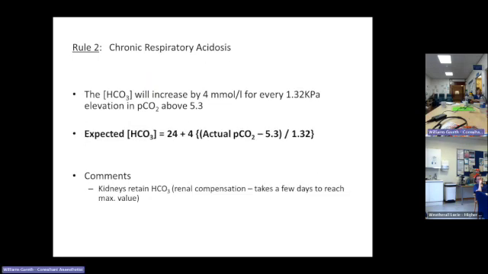So for chronic respiratory acidosis, you're going to guess there's a greater change. You actually have a 4-fold change. And I've made the comment here, kidneys retain bicarbonate. Over a number of days, you'll see this 4-fold greater compensation process going on in a chronic situation.